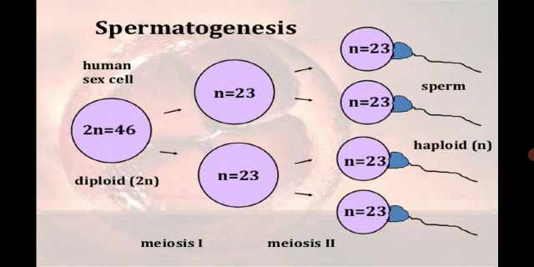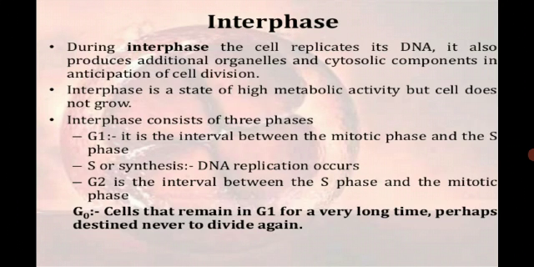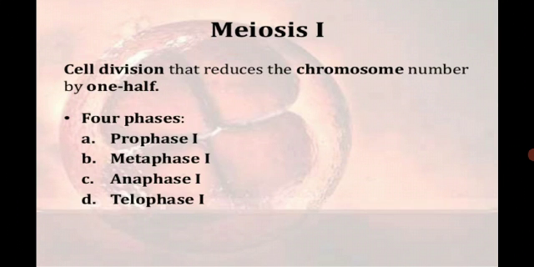This is the detail of the spermatogenesis process in which the human sex cells, which are the sex mother cells, which are actually 2n in number and containing 46 chromosomes, undergo the meiosis process, first the meiosis I and secondly meiosis II, and produce the haploid sperms. Now we will see all the stages of the meiosis I. Cell division that reduces the chromosomal number by 1/2.